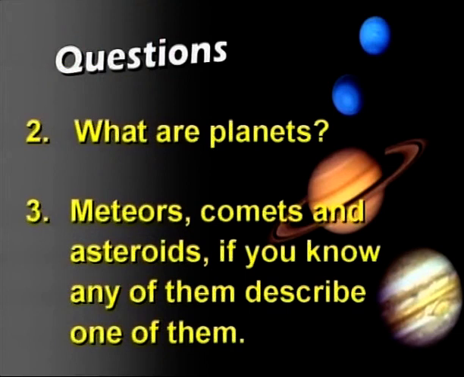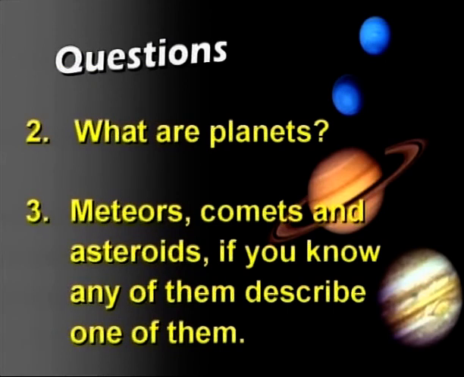All right, we still have 2 more questions to answer, so we will move on. Let's see the 2 questions. Okay, so for those of us who have finished drawing, question number 2 reads, what are planets? In your own words, describe or explain what are planets. And number 3, meteors, comets, and asteroids. If you know any of them, describe one of them.